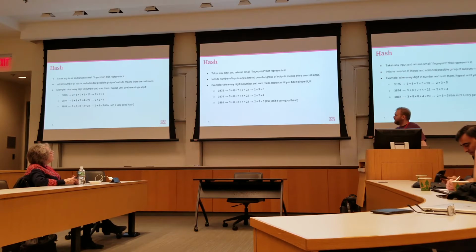So 3875 has the hash of 5, and this is just a number that represents that first number in some way. It lets you know if that number changes. For example, if we go down 1 to 3874, now the hash is 4. You can see that change, but you can see 3884 also results in 5. This is not a very good hash algorithm. There are only 10 possible outputs.